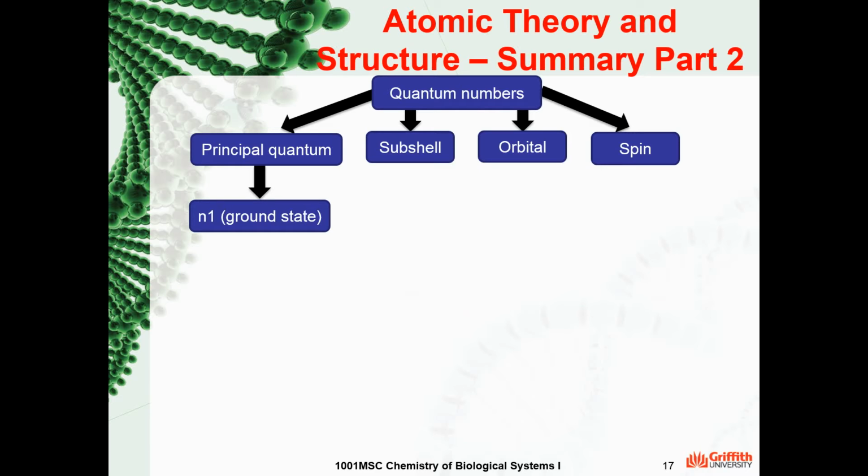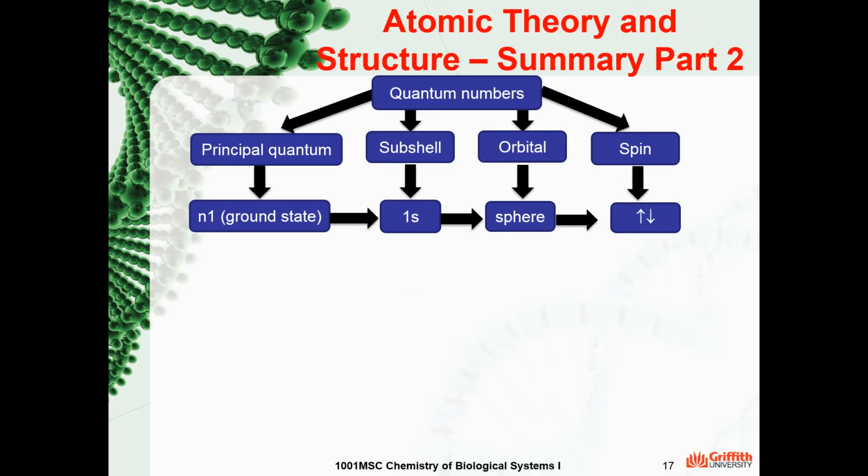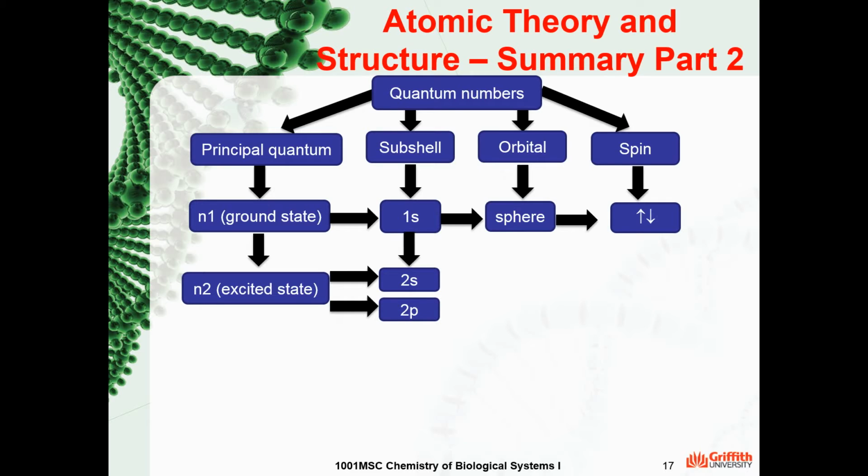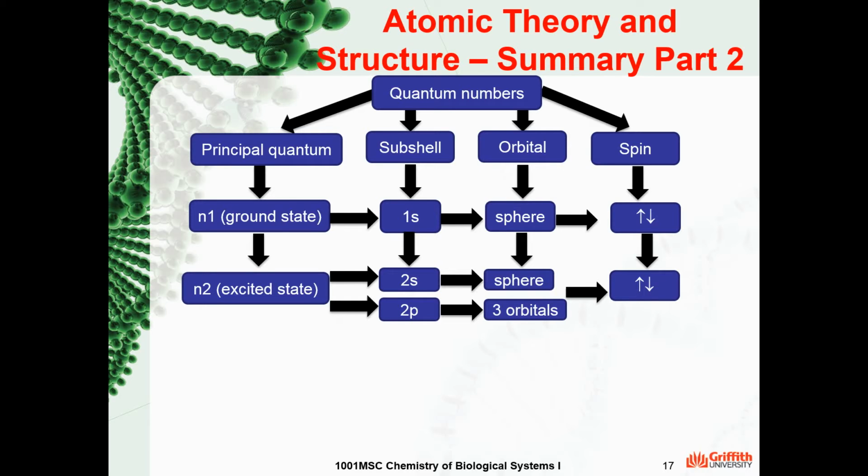The first energy level, N1, is called the ground state, with one subshell, S. The shape of this subshell is a sphere, and the spin is represented by an up or down arrow. N2 is a higher energy level called excited state and has 2 subshells, S and P. 2s has a sphere shape, whereas P has a more complicated shape and has 3 orbitals. Remember that those 3 orbitals are identical in terms of the energy level, but they have different orientation in space. The spin is the same.